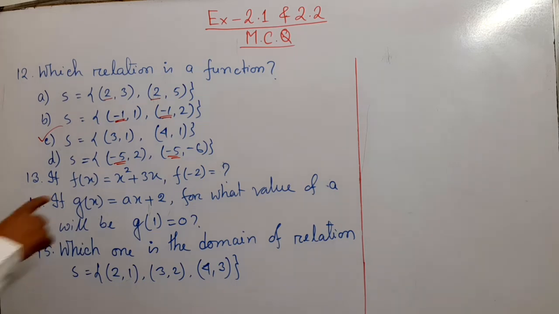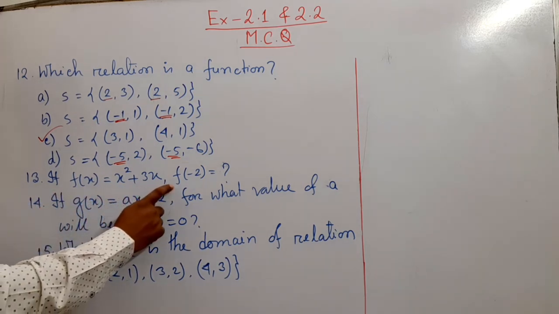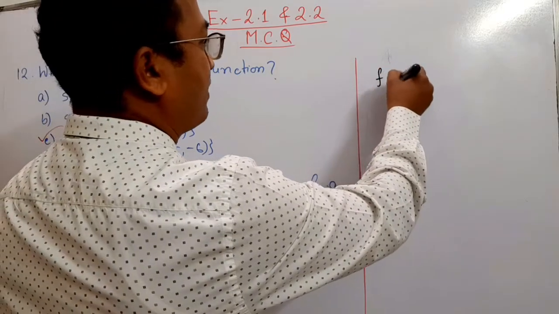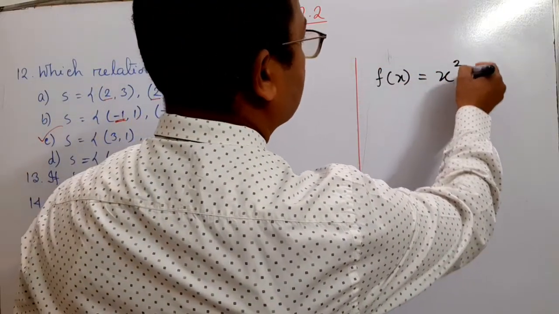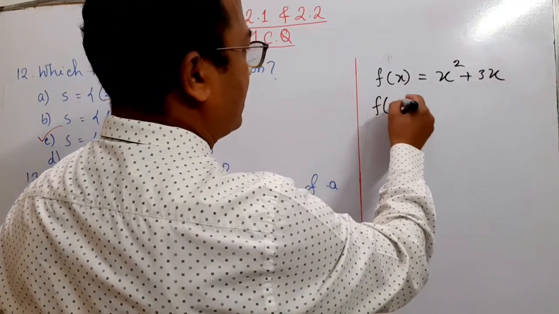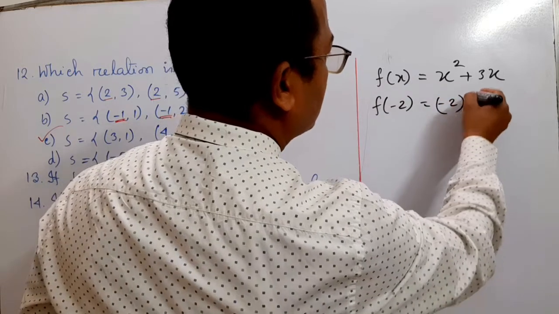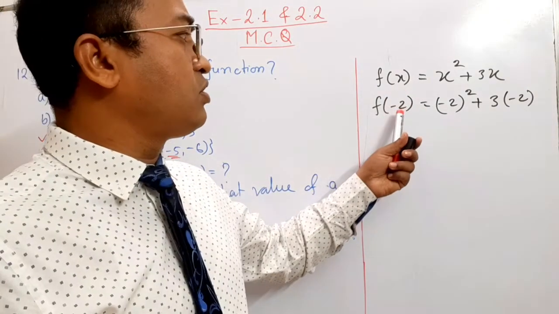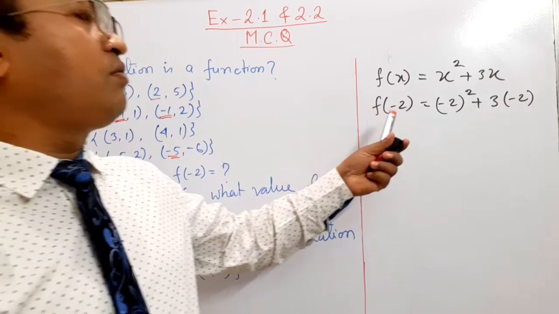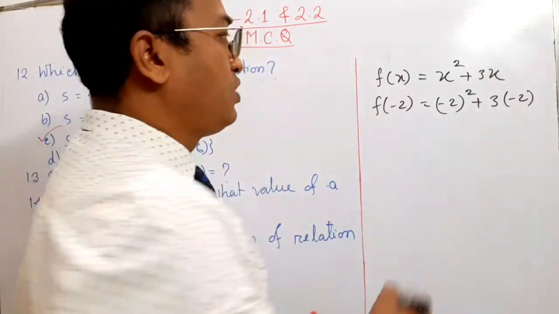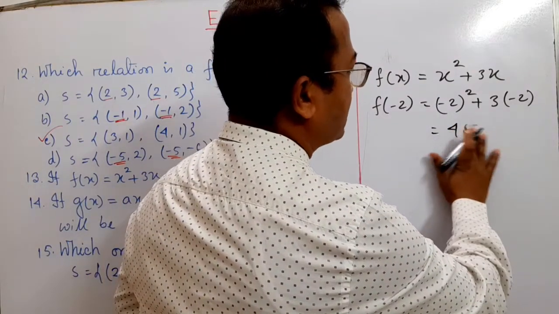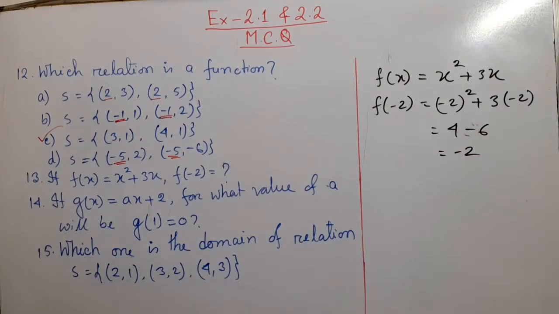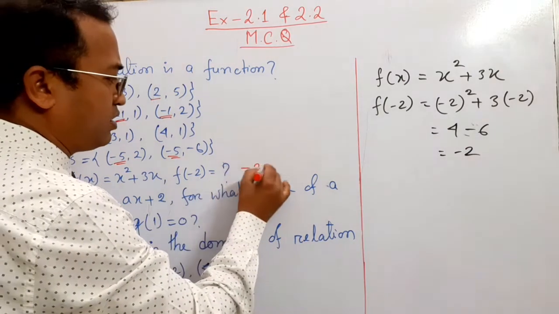Question 13. If f(x) is equal to x squared plus 3x, then f(-2) is equal to what? It is given that the function f(x) is equal to x squared plus 3x. Now, f(-2) will be (-2) whole squared plus 3 into -2. We put the value of x equal to -2, that means we place -2 instead of x. So it will be 4 minus 6. That is -2. So the value of f(-2) is -2.